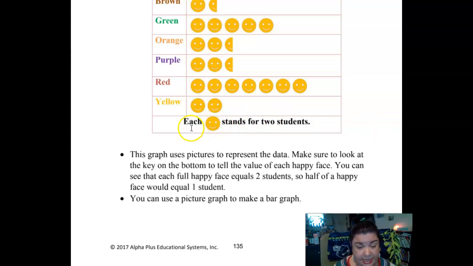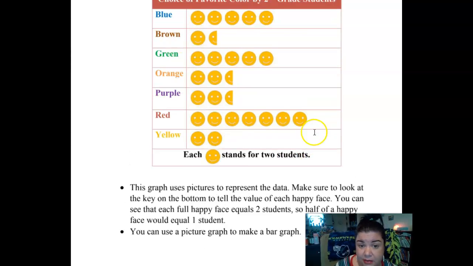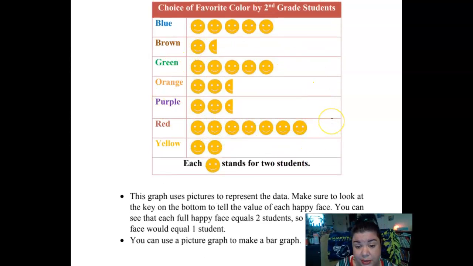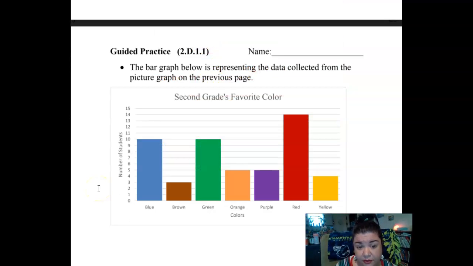So this is called a key. So you always want to make sure to look for a key to see if it tells you what the pictures stand for, okay? But that's another way to make a bar graph, and it uses pictures. That's kind of a fun way, isn't it? Yeah. Another common way for bar graphs.